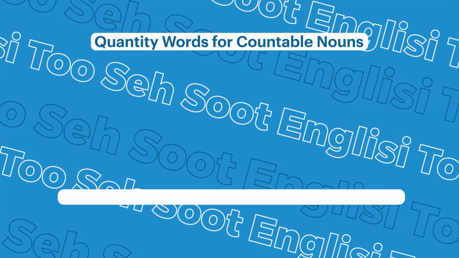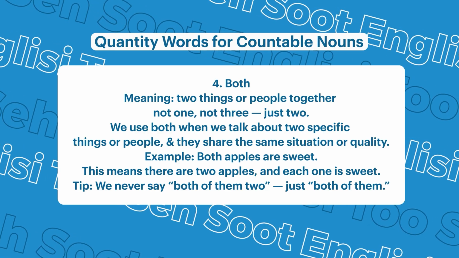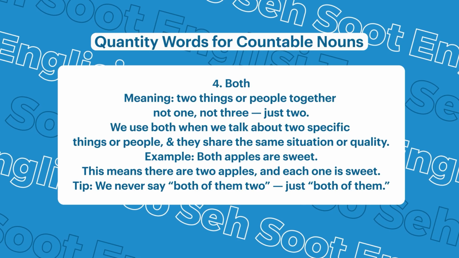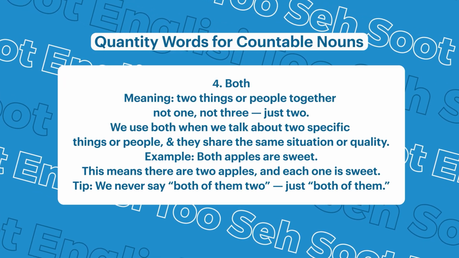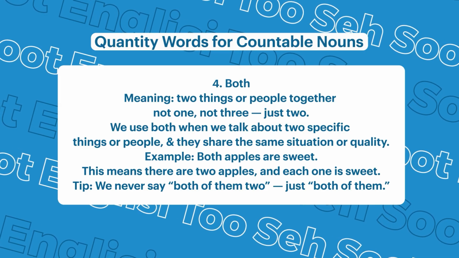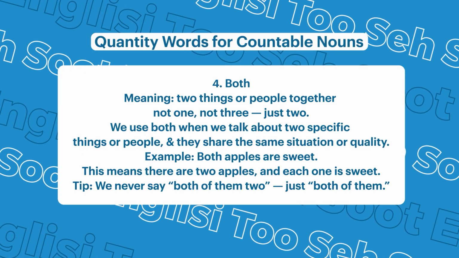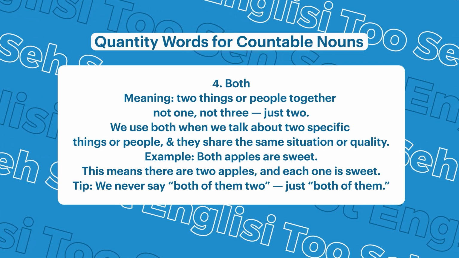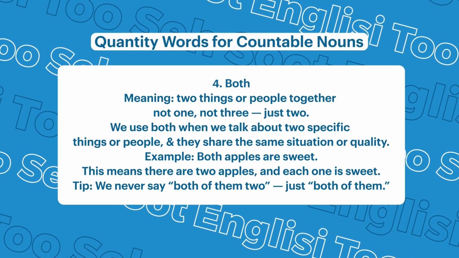Number 4, both. Both means two things or people together, not one, not three, just two. We use both when we want to talk about two specific things or people and they share the same situation or quality. For example, both apples are sweet. This means there are two apples and each one is sweet. We never say both of them two, because both means two itself, so we just say both of them.